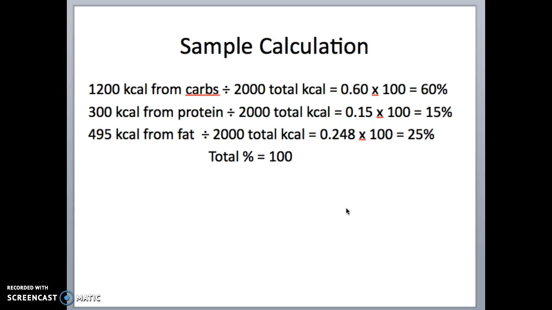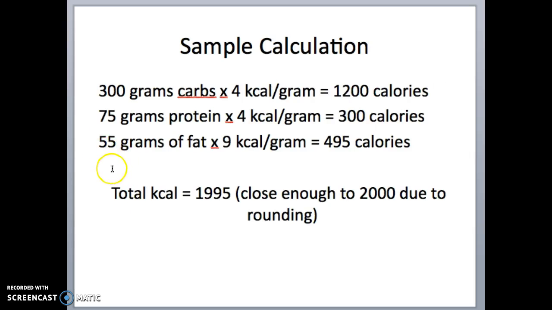Now, when you're calculating your percent of calories from saturated fat and trans fat, you're going to do it just like you did total fat. You would just take however many grams, so let's say it was 10 grams of saturated fat times 9 calories per gram, and it's going to give you, let's see, 10 times 9 would be 90 calories, and you would just take that 90 calories, divide it by 2,000.